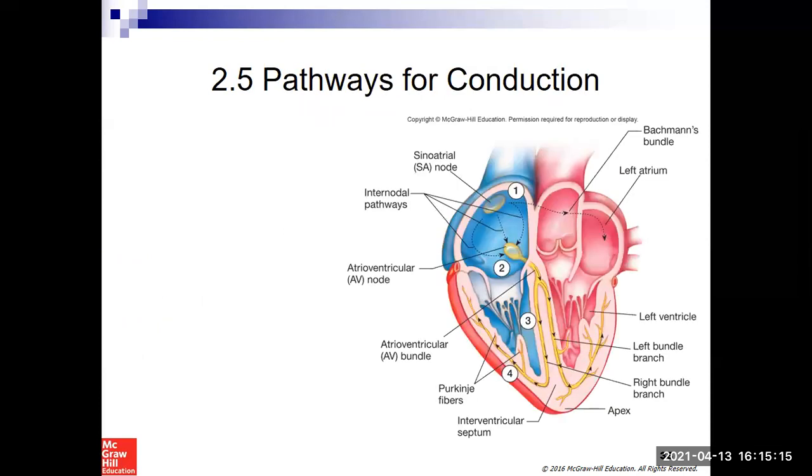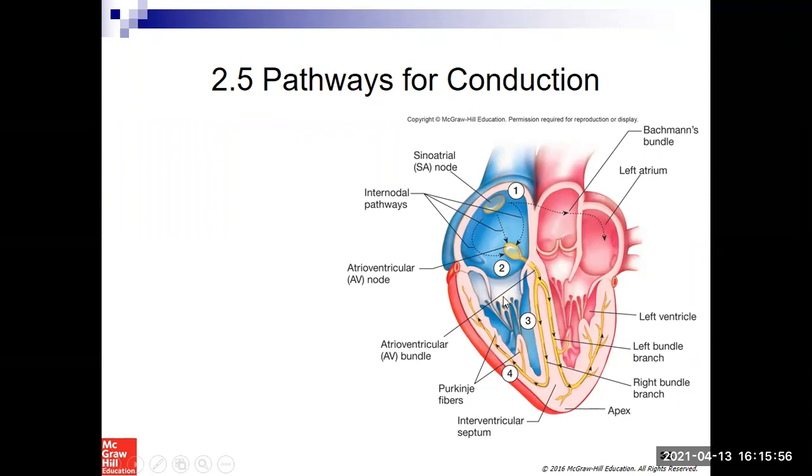The pathway for conduction. Again, you have a picture where it actually starts in the SA node, sinoatrial node, here in the right atrium. And then it goes down to the internodal pathway here. This is your atrioventricular node. So you have an SA node, your first pacemaker, and then your AV node, second pacemaker here. And then we go down into the right and left bundle branches here. Okay, bundle branches, right and left.